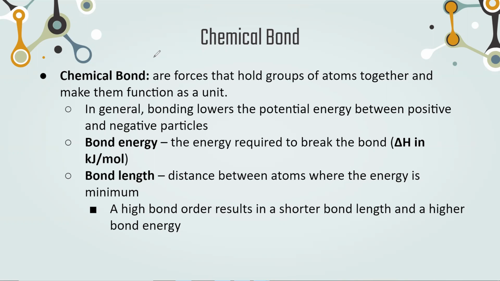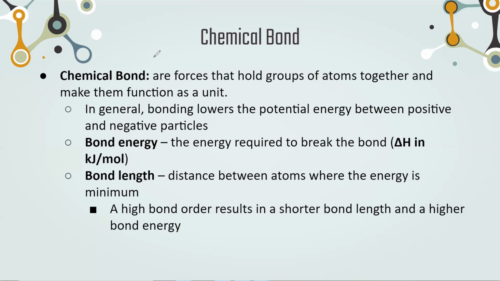So to define bond energy, that is going to be the energy required to break a chemical bond. And we express that as delta H in kilojoules per mole. Bond length is going to be the distance between atoms where the energy is at a minimum. So bonds can stretch a little bit. So we consider a bond length to be when that energy is at its lowest or its most relaxed state, and that's how we measure our bond length.